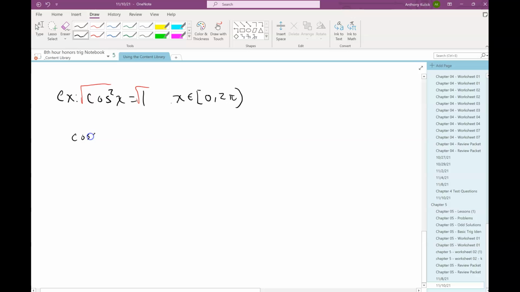When I square root both sides of an equation, what happens? Plus or minus. So this is going to break up into 2 equations. Cosine x equals -1, and cosine x is equal to +1. Very cool. So for the first equation, I'm going to be looking up on the unit circle where cosine inverse is equal to -1.